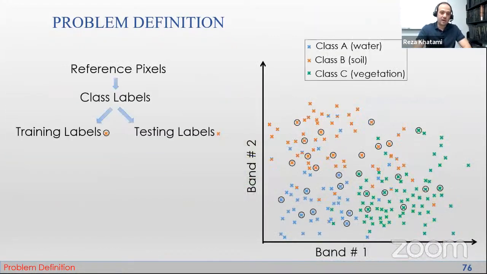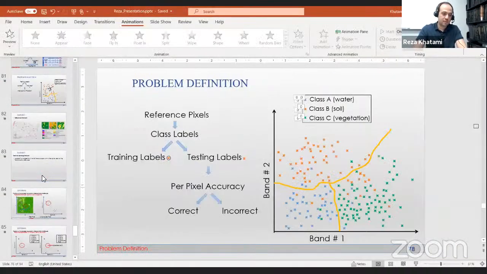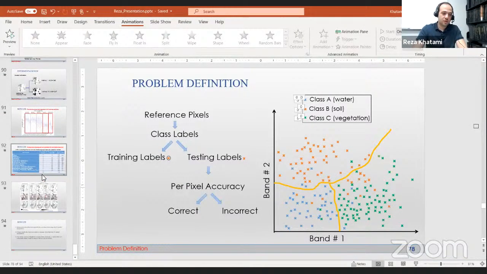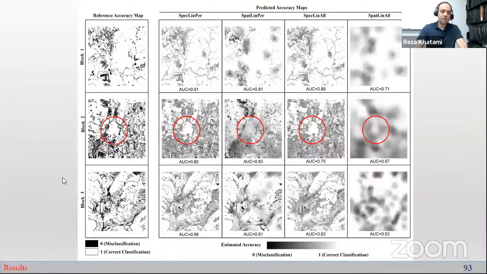So we have a few publications on this topic, and we want to create maps similar to this. So in addition to the land cover map itself, we are creating maps of predicted accuracy at pixel level. So it shows where the probably misclassified pixels are.